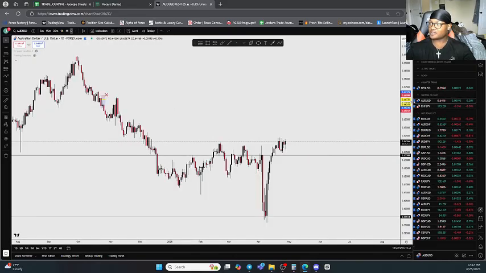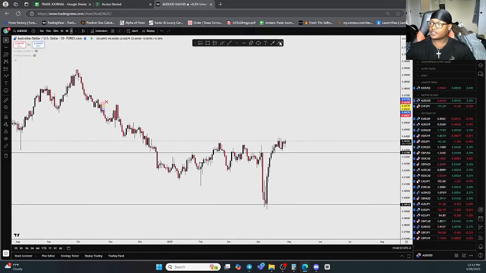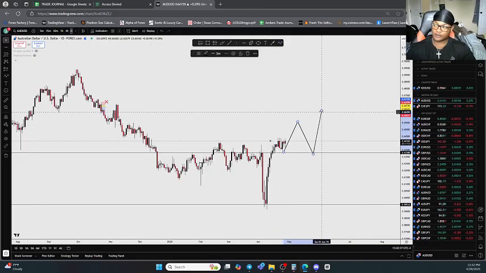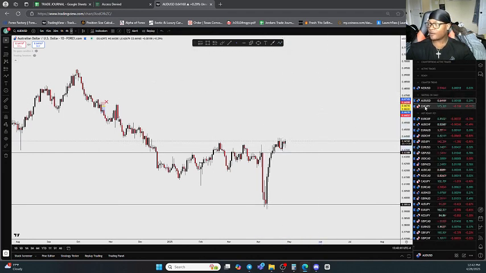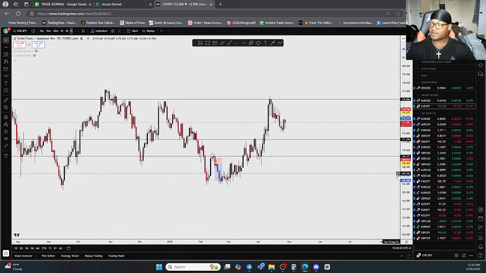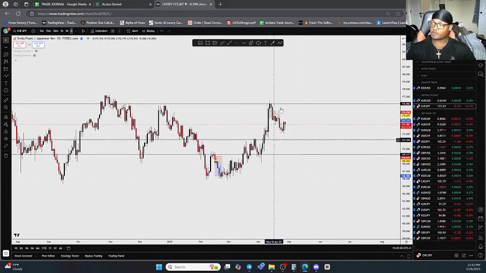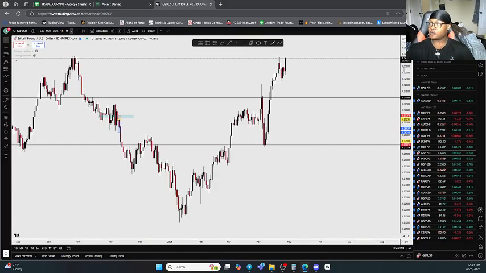AUD USD, waiting for a deeper move towards the upside, and then waiting for the pullback towards the recent broken structure before I look for possible entries. So we can leave this right there. CHF JPY, same thing. Price is forming the retracement, but still in no man's land, and I'm not really interested in this pair. Next, GBP USD.